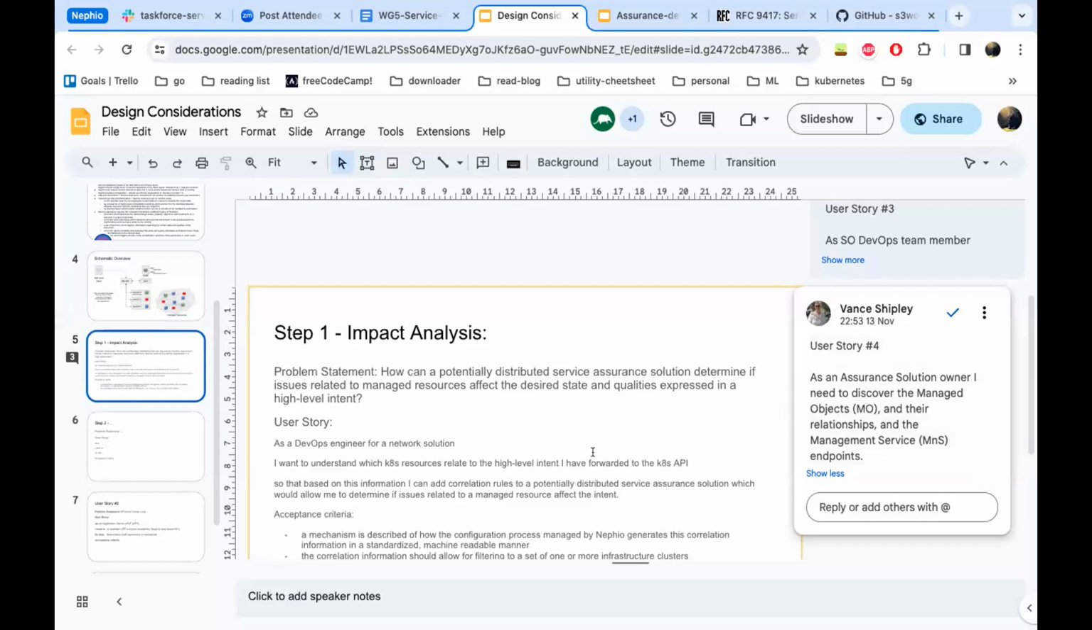My impression is that this is related to this impact analysis because it has the same aspect. Yes, we've got these correlation rules. He's calling it the relationships. So basically we're talking about how the high-level intent is related to the managed object. The thing which is new, from my perspective, is the management service endpoints.